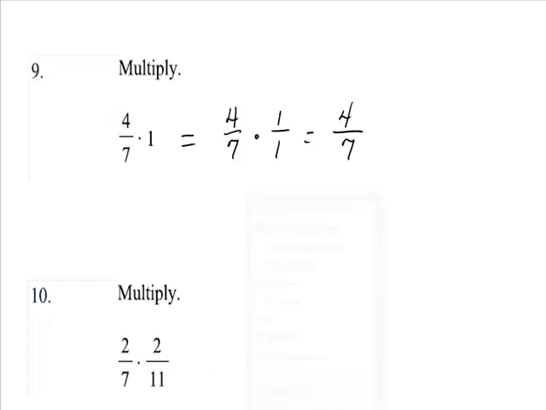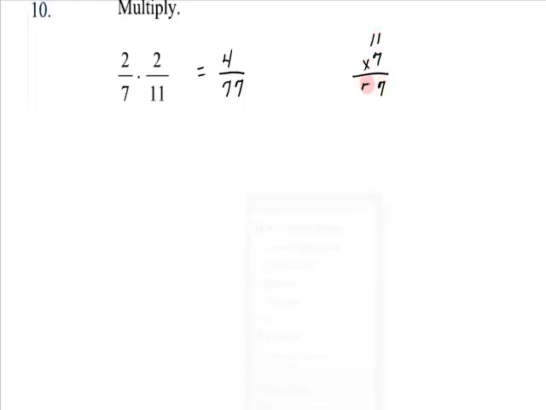Finally, last one. Oops. I have 2 times 2 is 4, and 7 times 11 is 77. I could have gone off to the side if I needed to and multiply that to get my 77.